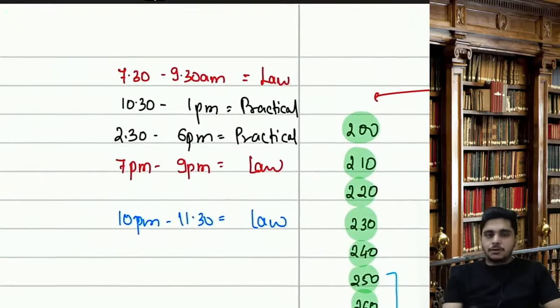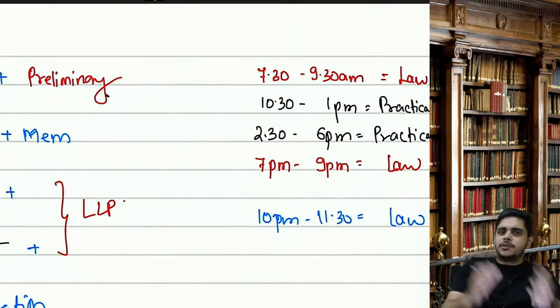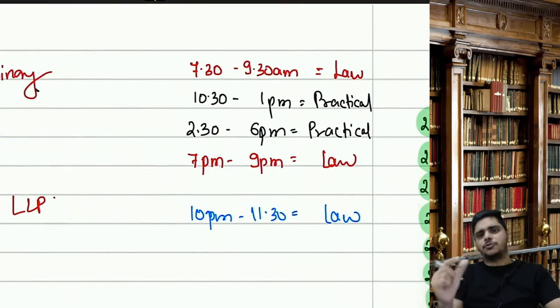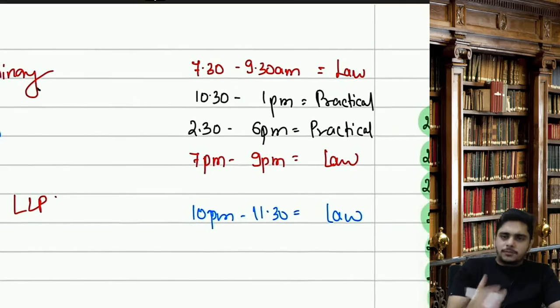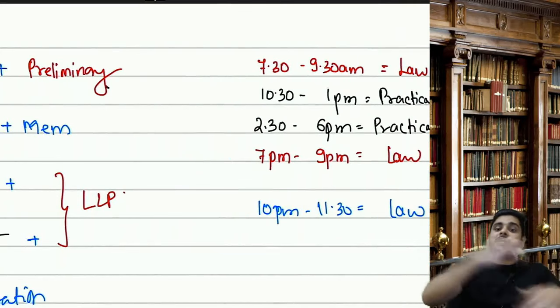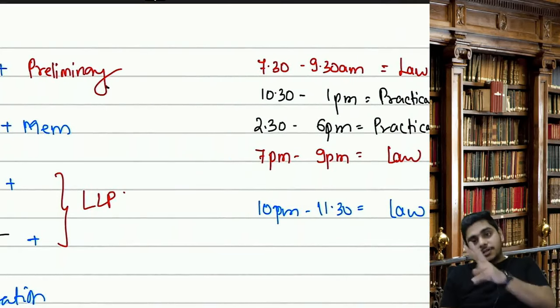Generally I assume that you will get up by 7:30. From 7:30 to 9:30 you revise law, then you do some practical subject, then again you do practical, and in the evening from 7 to 9 you do law. Last lot, post dinner, either you can revise law, or you revise the entire content you have done. So what has happened? Second time revision done on the same day.